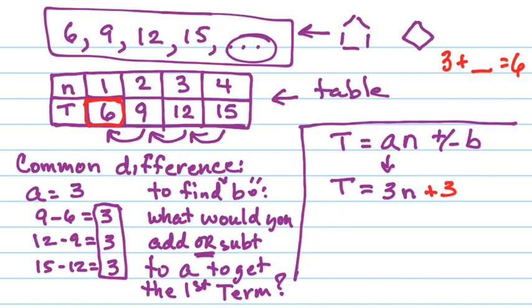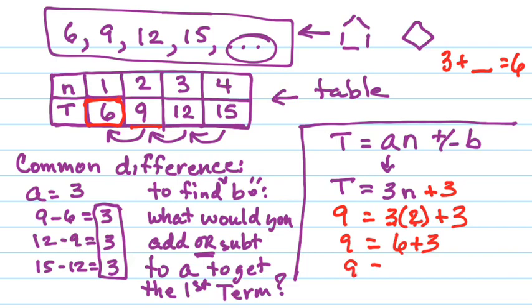So let's do the second term here. 9 is equal to 3 times 2 plus 3. 9 equals 3 times 2 is 6, plus 3. So 9 equals 9. So it does check, okay? And as long as you're careful, you don't need to run that check. But if you're worried at all, then check it, okay?